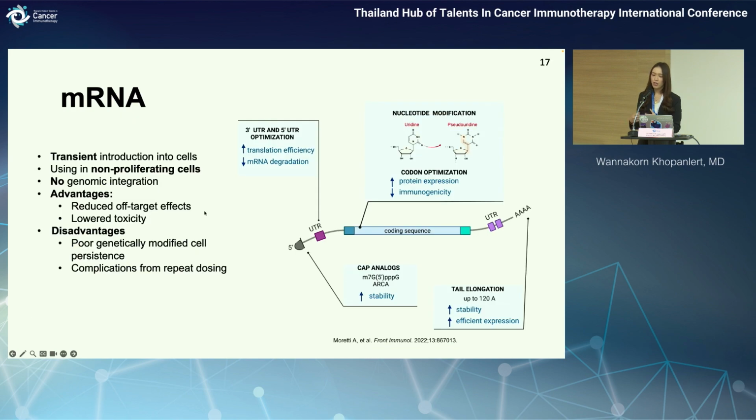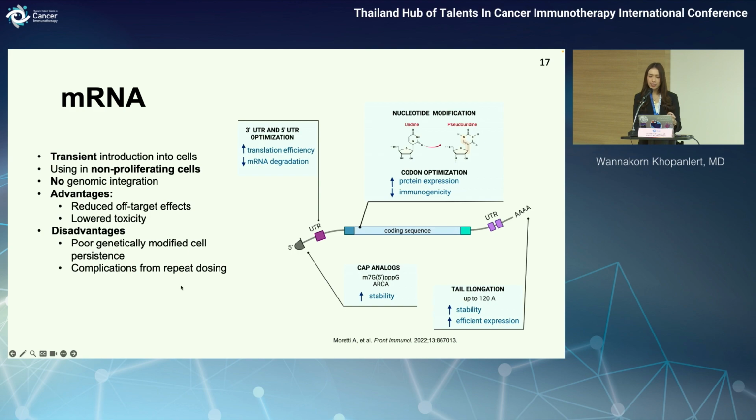Another one is the mRNA, which allows the expression of the transgenes for about 1 week, so it's transient. The mRNA is translated into protein and lost after like 2 to 4 cell divisions, which is why this technique is used in non-proliferating cells. And there is no concern of genotoxicity. Its transient feature results in reduced off-target effects with lower toxicity.